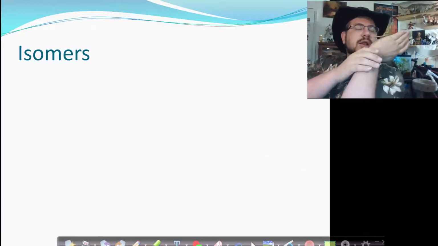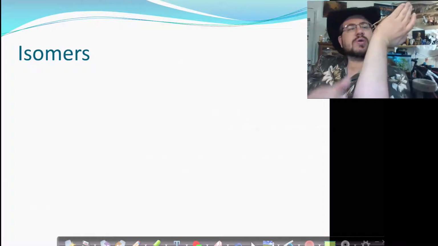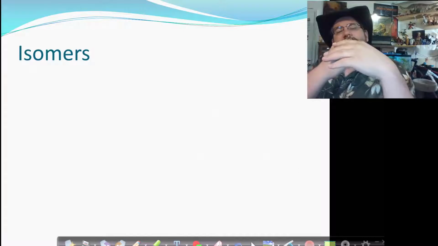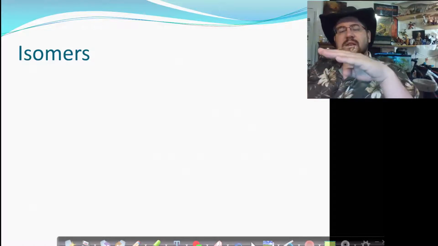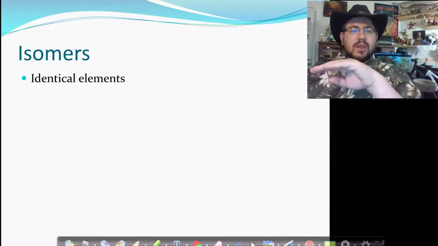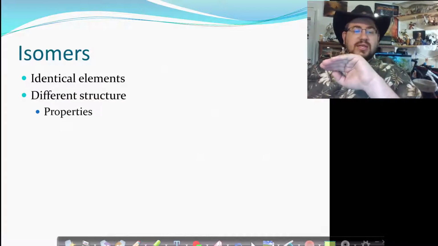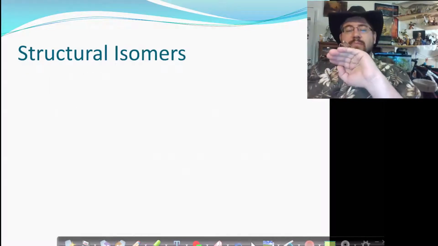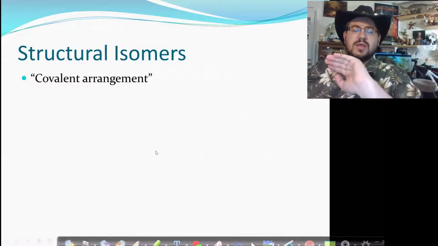Let's talk about a neat thing we find in a lot of organic compounds: isomers. So an isomer is basically where we have the same chemical formula, but there are different ways it can be put together, and that can produce different properties. So we have identical elements, identical atoms in the compound, but they're put together in slightly different ways. And that can alter the properties of the carbon compound. So first up is structural isomers that differ in covalent arrangement.